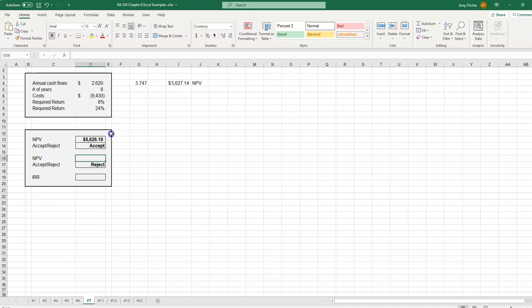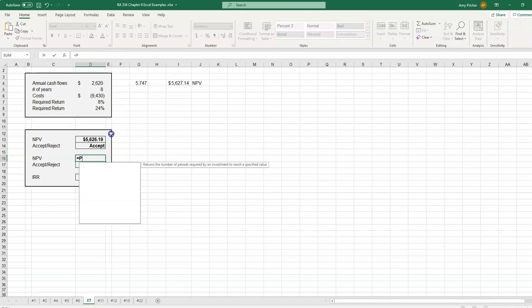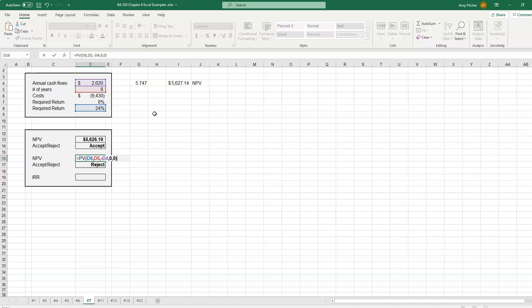At 24%, 8 periods. Remember to put a negative sign in front of the cash flows. Future value is 0, type is 0. Add our initial investment, and that has a negative net present value. So we would reject the project with a negative net present value.